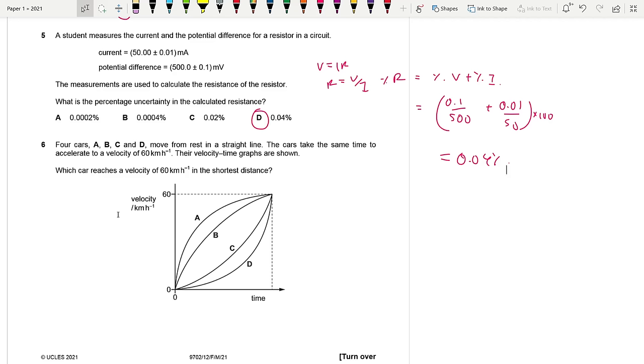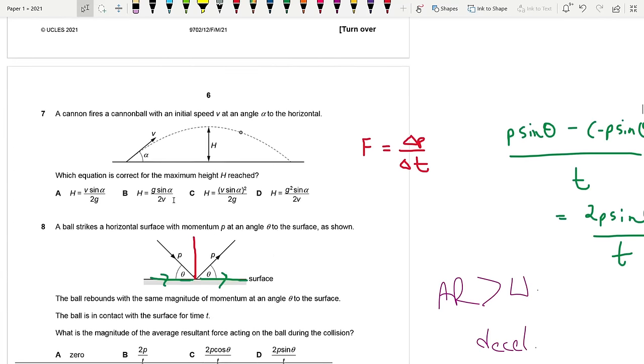Guys, basically, you need to understand that the area under the velocity time graph represents the distance. So, for A, look at this. The area under the graph is the highest. So A takes the highest distance to reach that speed. But look at D. The area under the graph is so small, right? So it takes the shortest distance. So D should be our answer, okay? D is the right answer because the area under the graph is the least.